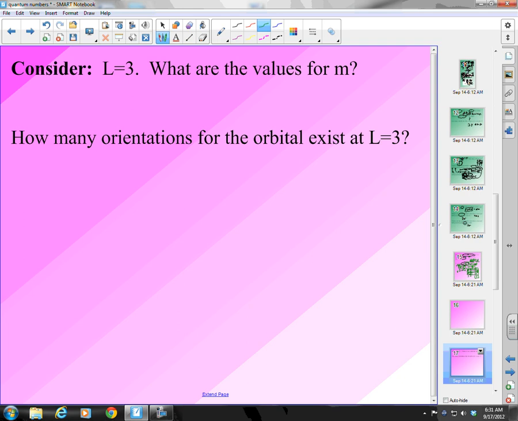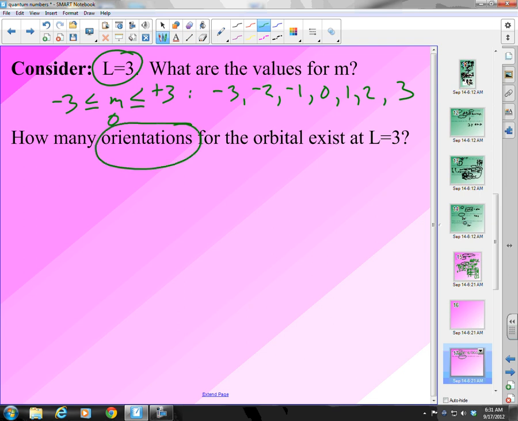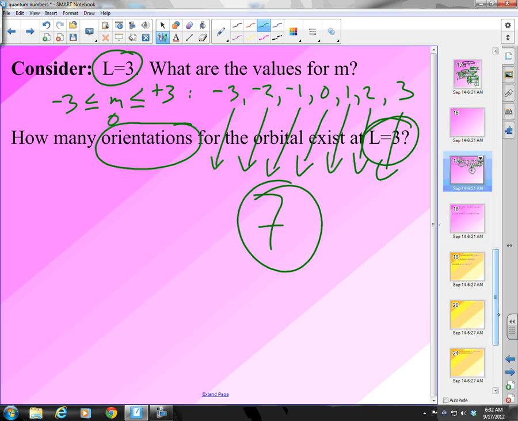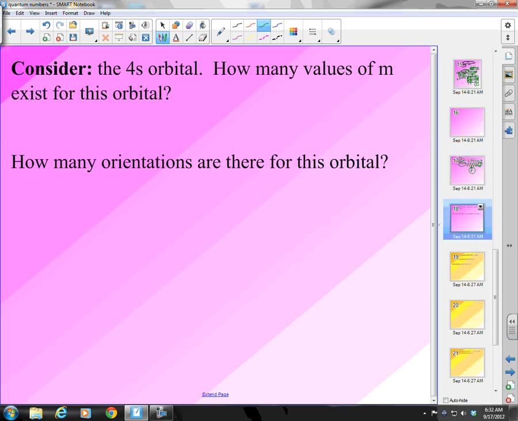Okay, what are the values for m? Well, L is equal to 3, so that means I'm going to go from -3 to +3, including 0. So that would be -3, -2, -1, 0, 1, 2, 3. So those are my values. How many different orientations do I have? Notice 0 represents an orientation. It does not mean zero orientations. 1, 2, 3, 4, 5, 6, 7. I have 7 different orientations for the orbital at L equals 3. Yahoo!